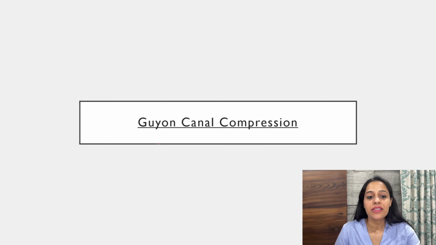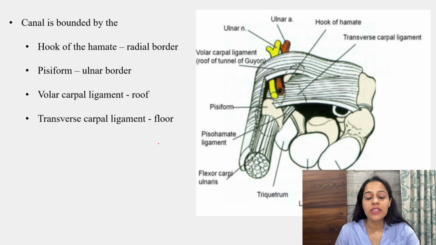So starting with the Guyon canal compression, the roof of this canal is formed by the volar carpal ligament, also known as the palmar carpal ligament. The floor is formed by the transverse carpal ligament. The ulnar border is formed by the pisiform and the pisohamate ligament, and the radial border is formed by the hook of the hamate. You should know that the median nerve passes underneath the transverse carpal ligament, whereas the ulnar nerve passes above the transverse carpal ligament and then enters Guyon's canal.